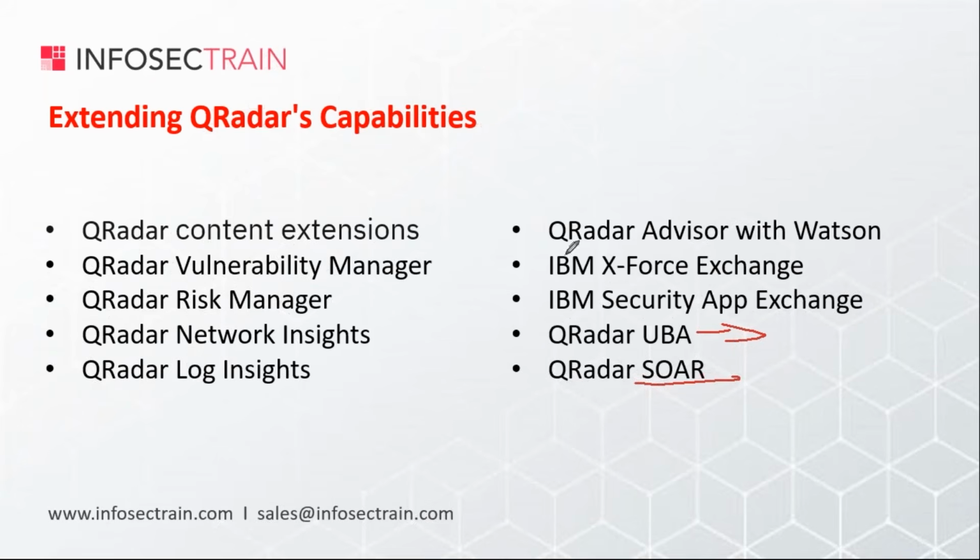Now, all of these things which I have mentioned here had to be additionally obtained with QRadar. It does not come with it, apart from UBA, X-Force Exchange, and Security App Exchange. Apart from these three things, other things are to be additionally purchased or integrated with your IBM QRadar as a SIEM solution tool, right? So that is all about, guys, QRadar's capabilities which can be extended to the next level, which can help you do any sort of thing which you ever wanted to do with this product.